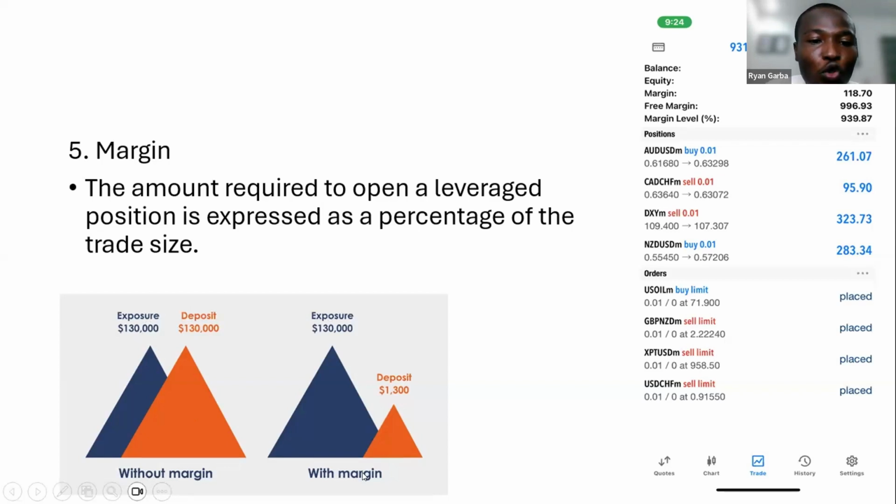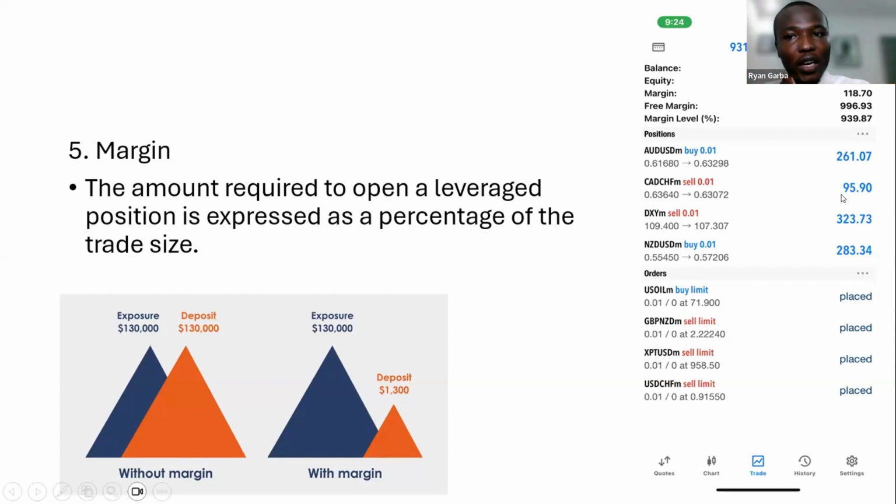Okay, but when you have margin, you see this picture with margin. You deposit as low as $1,300, and your exposure on the market is $130,000. Do you understand? So margin, hand in hand with leverage, escalates your trading potential, or your deposit. It expands it. It makes it huge, so that you can trade on the market.